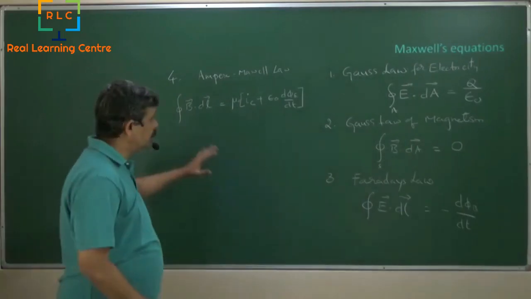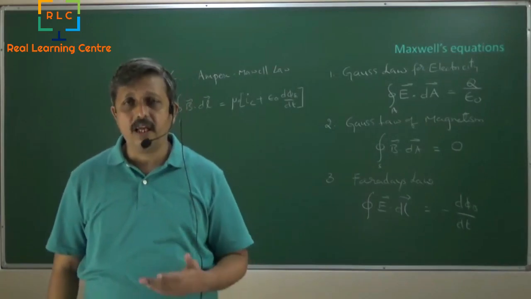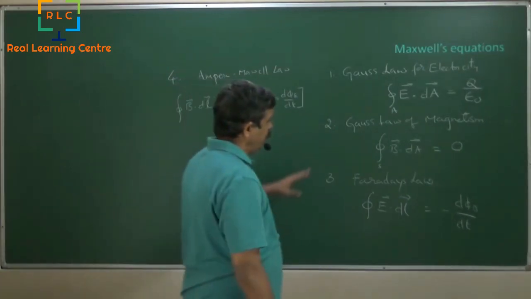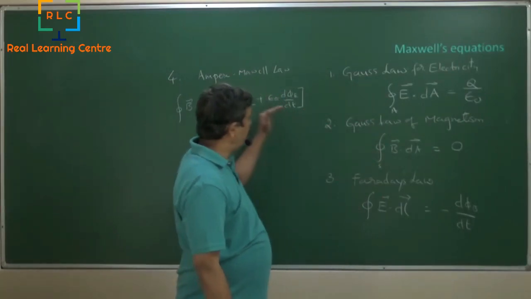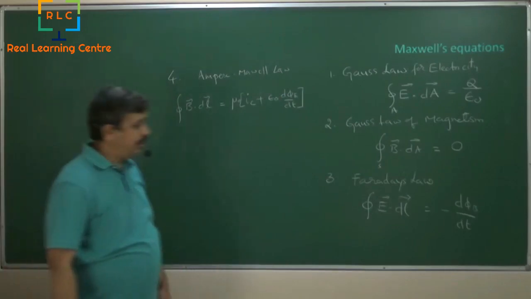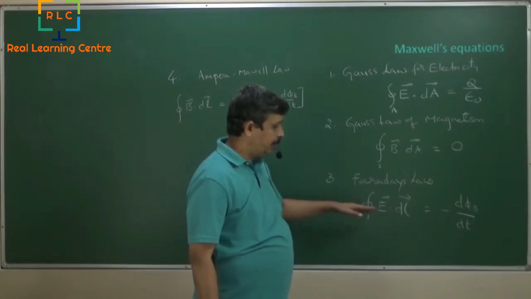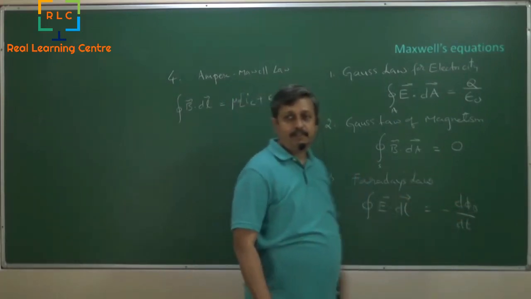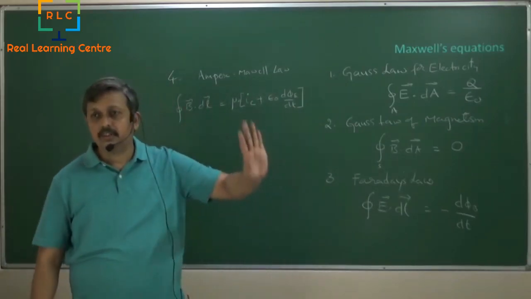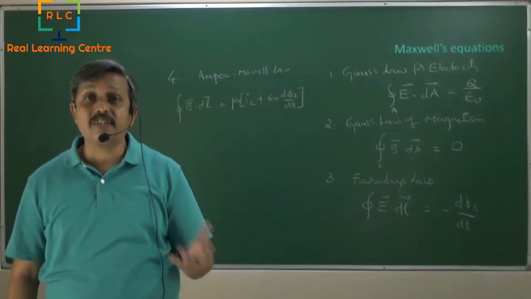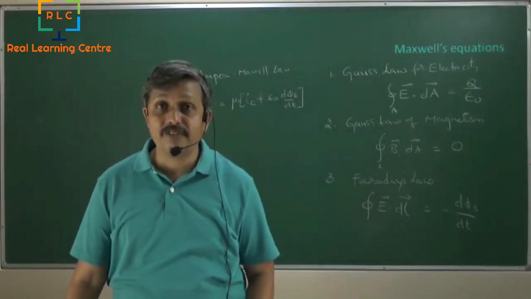So if you take a further look at these Maxwell's laws, the first two laws are talking independently on electricity and magnetism. The second two laws are linking magnetism and electricity. This law shows how electric field can be created using magnetic field, and this shows how magnetic field can be created using electric field. So all these four put together are called Maxwell's equations. They are very, very famous.